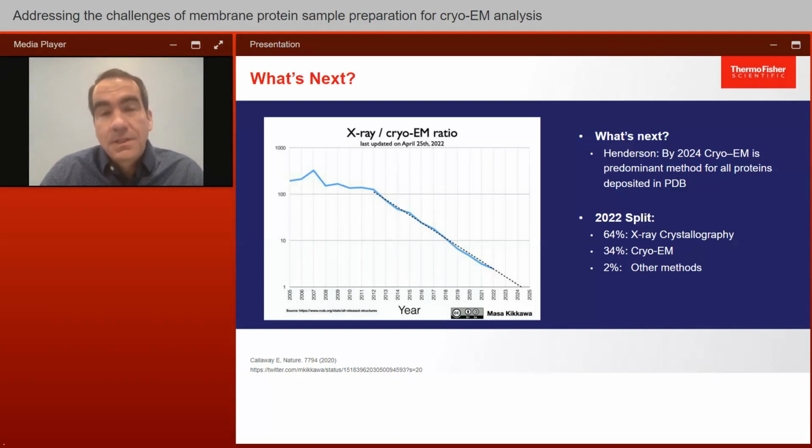So with that, just to set the stage, I'll turn it over to Mahfuz Rahman, who will be talking about tools and strategies for improving sample preparation for membrane proteins.